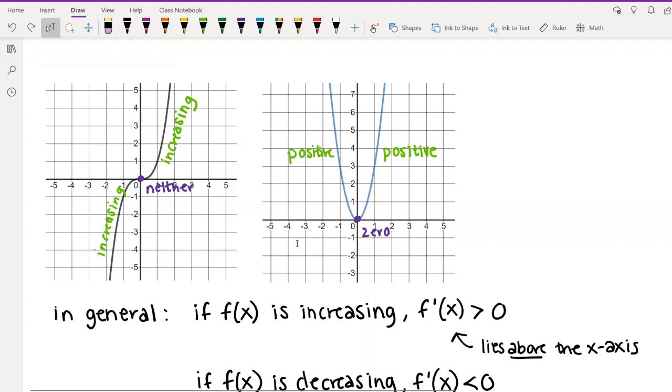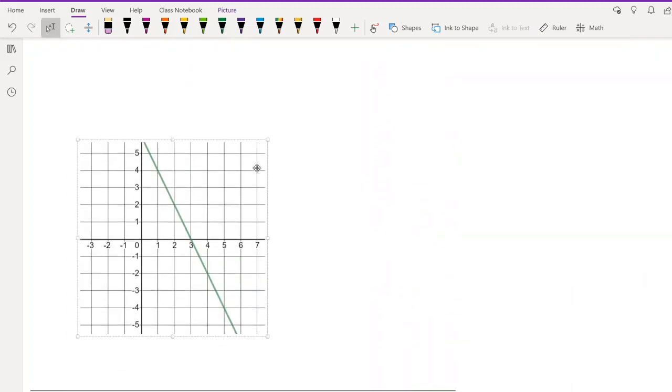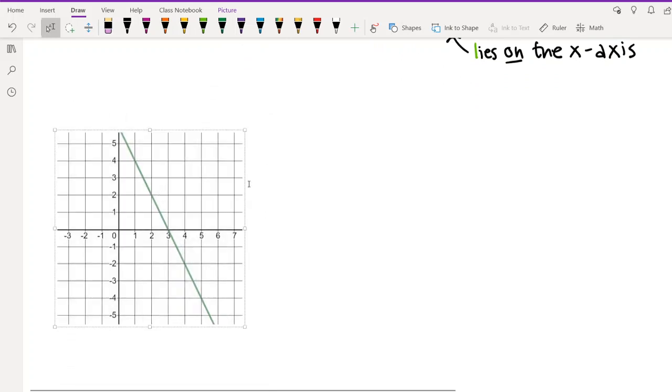Okay, so I want to use this idea to do a practice problem that basically just tests whether you can apply this idea. So this graph that I've graphed here, you could write down the equation for it, but let's not do that, right? We're just going to gather information from this graph just by looking at the graph without trying to figure out what its equation is.